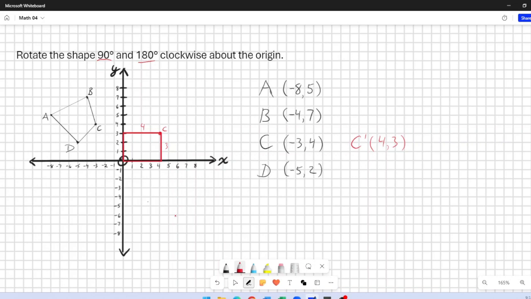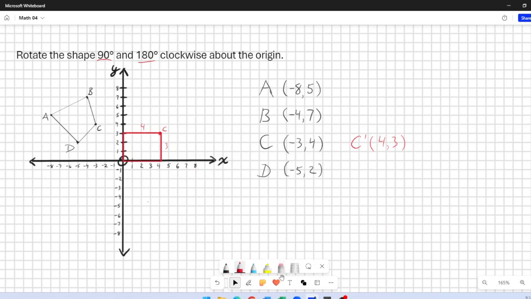When I look at the coordinates, it looks like they flipped. I'm not worried about the sign right now. Just looking at the numbers, you can see that there's now a 3 as your y coordinate, and the x is 4. So that's where C is going to land right there.